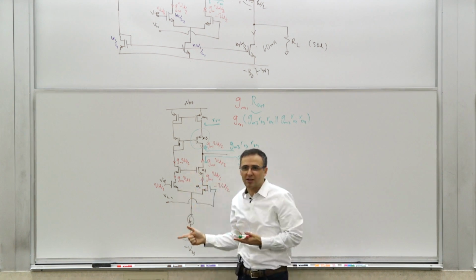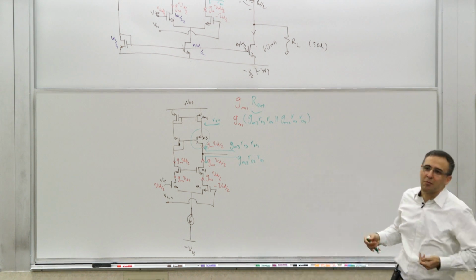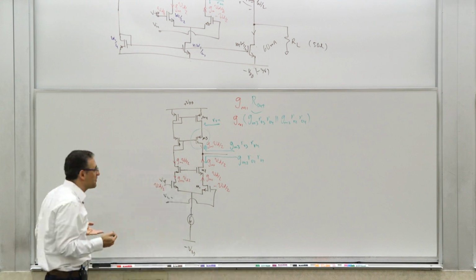Right? So there's nothing biasing those gates. I have to come up with a way of biasing these gates. So how do we bias these things? There are thousands and one ways of doing that. But let's talk about some examples.